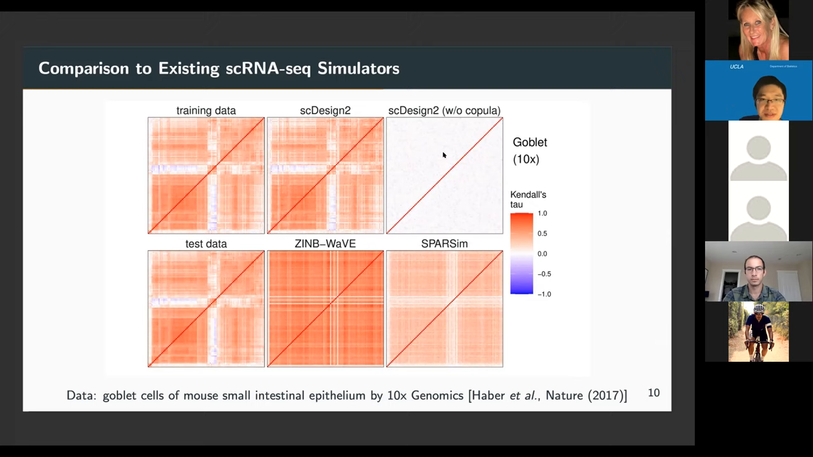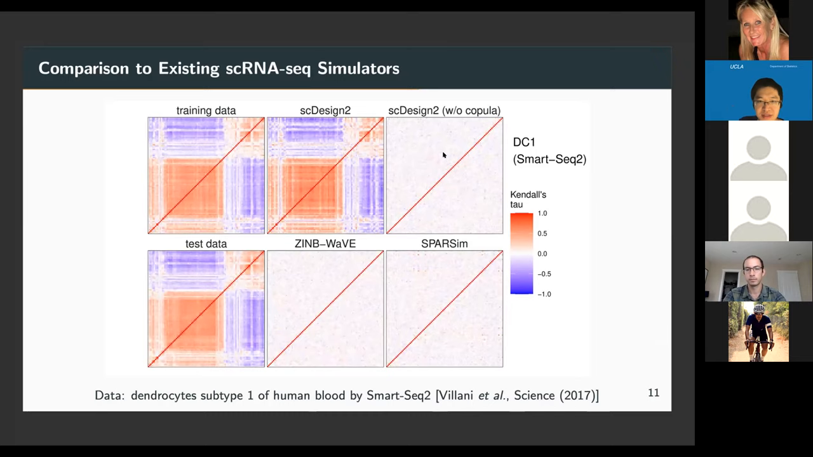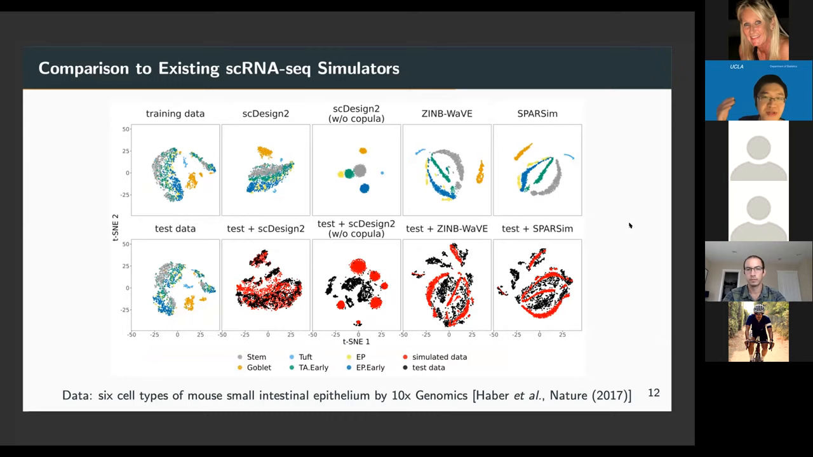And here is another example. This is for a SmartSeq2 data set. This is more obvious, that we can almost capture all the correlations. The pattern is almost the same, and they all miss the correlation patterns. Okay, so that's the result for one cell type.